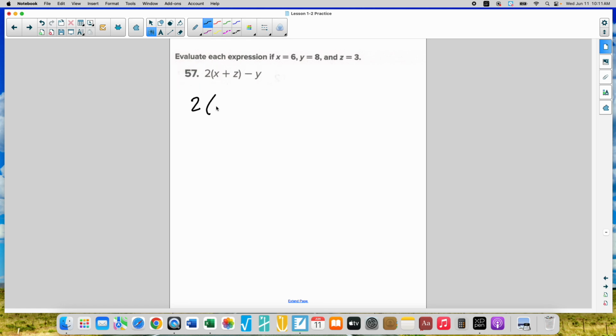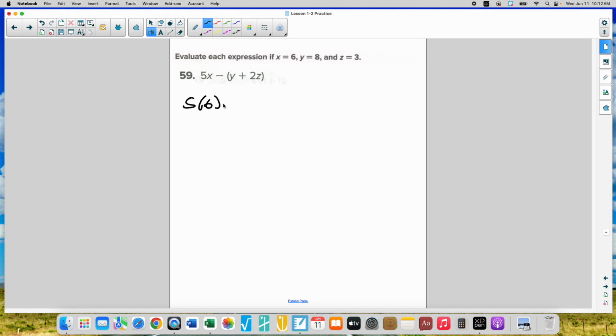2 times the quantity, 6 plus 3 minus 8. We'll do 6 plus 3, which is 9. 2 times 9 is 18. Minus 8 is 10. We're rolling now, baby. These are real easy, nice, and simple. We're going to do inside. So that's 2. We'll do 15 plus 2, which is 17.